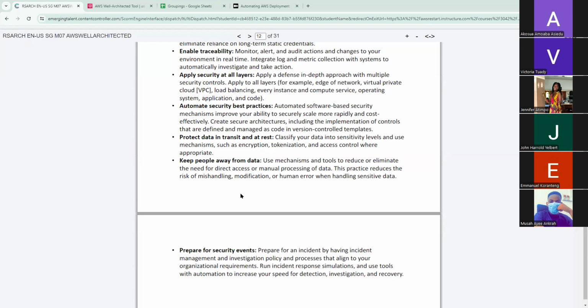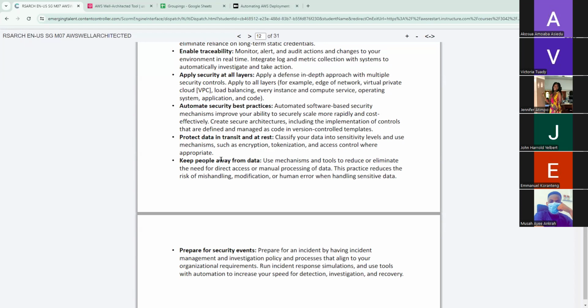You're welcome. And keep people away from data. So still on the matter of reducing the human intervention or reducing the human access to data, chances are that human beings are fallible. So somebody could make a mistake or something like that. And in handling your sensitive data, you could lose it.